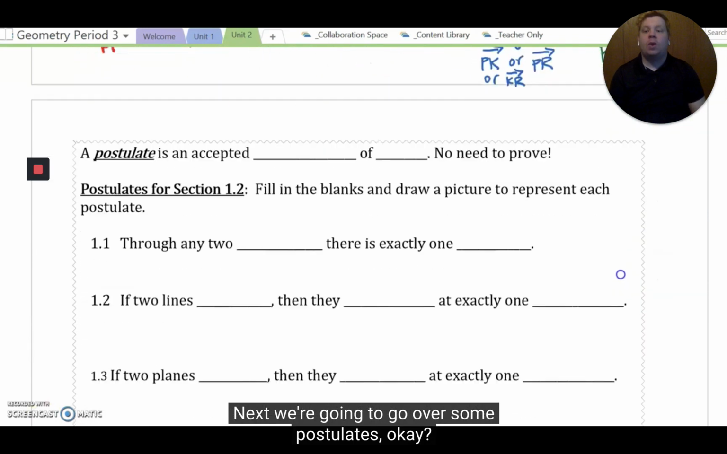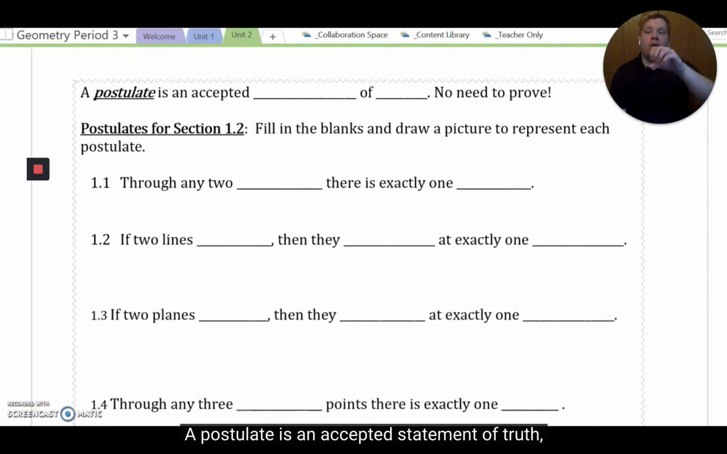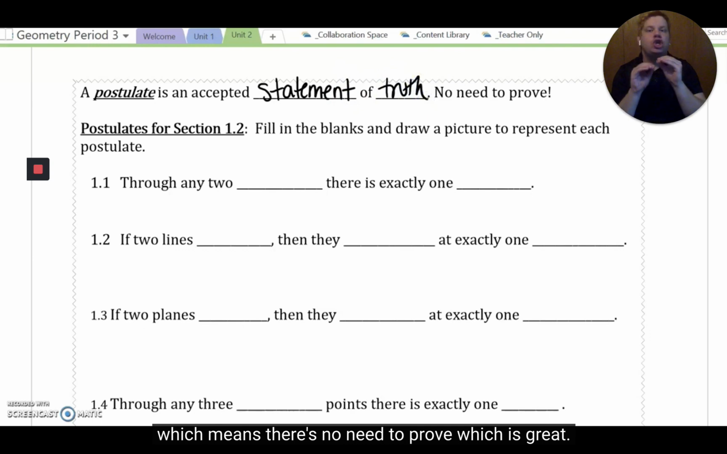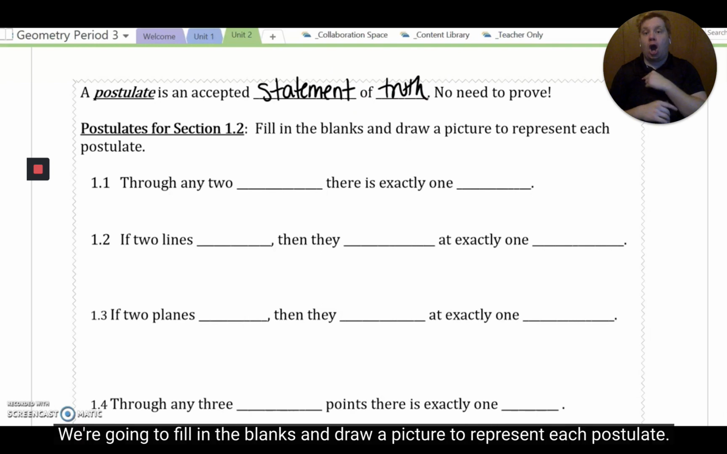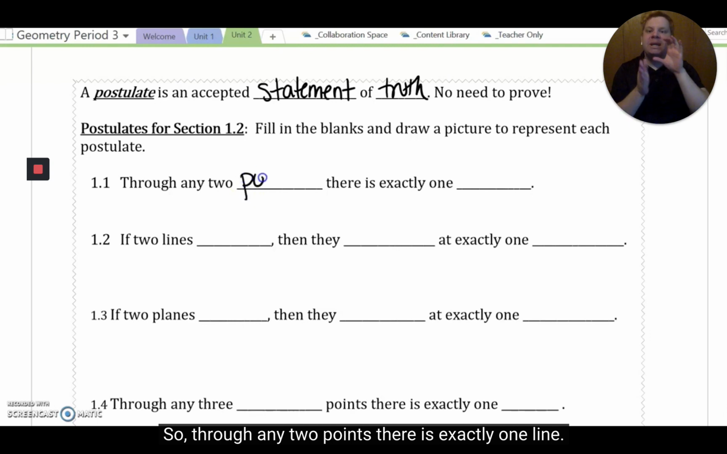Next, we're going to go over some postulates. Okay, and a postulate is an accepted statement of truth, which means there's no need to prove, which is great. So our postulates for this section, we're going to fill in the blanks and draw a picture to represent each postulate. So through any 2 points, there is exactly one line.